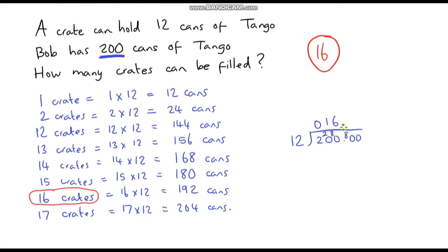So if we put our decimal point in, and now exactly the same thing. 12s into 80. Well, I know that's 6 again. And we're going to have another remainder of 8. Okay, so this is just going to keep repeating. It's going to be 16.666666, or we could say 16.6 recurring. So again, if we look at the question, how many crates can be filled? Well, 16. 16 crates can be filled. Not quite 17. So we're going to have a remainder, but at least 16 crates.